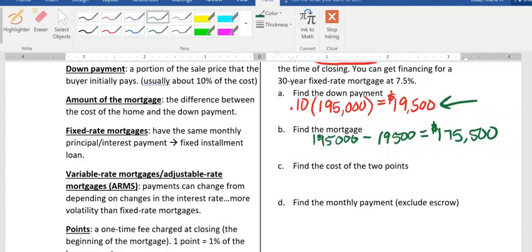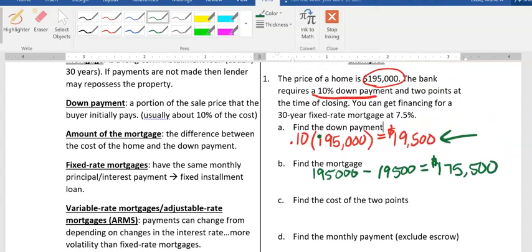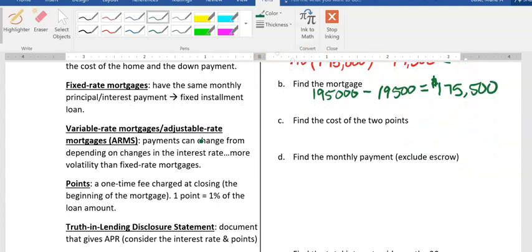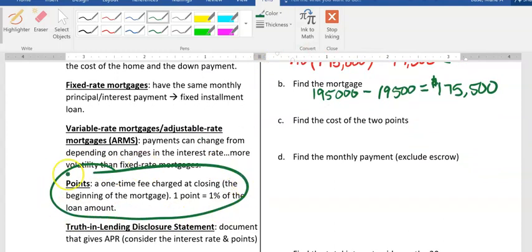Okay, now C, it says find the cost of 2 points. So it tells us in here, that it's going to be 2 points at the time of closing. Well, points, we have a definition over here. It's a one-time fee that's charged, and it tells us that 1 point is 1% of the loan amount. Well, we have 2 points, so we need 2% of the loan amount, and the loan amount is the $175,500.